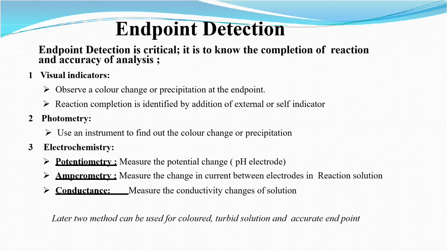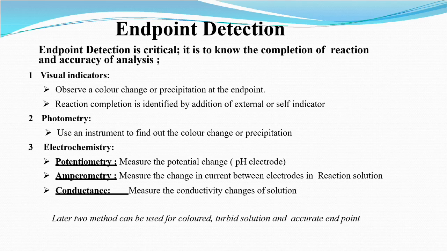Endpoint detection. This is also very crucial and important. It tells us the completion of the reaction and the accuracy of the analysis. The first one is visual indicators. This is the most common in chemical laboratories, like in institutions. It involves observation of a color change or precipitation at the endpoint, or reaction completion identified by the addition of an external indicator or a self-indicator. An external indicator is added in some cases, but in some titrations it is a self-indicator.